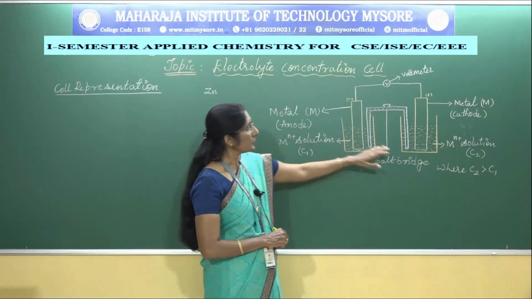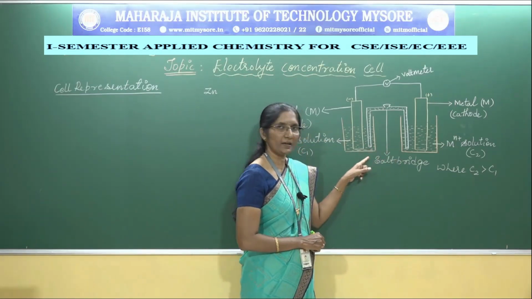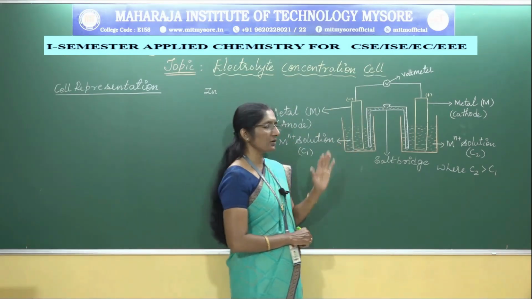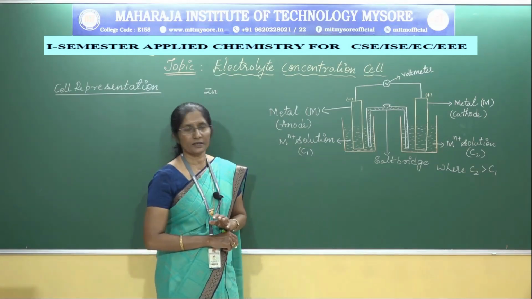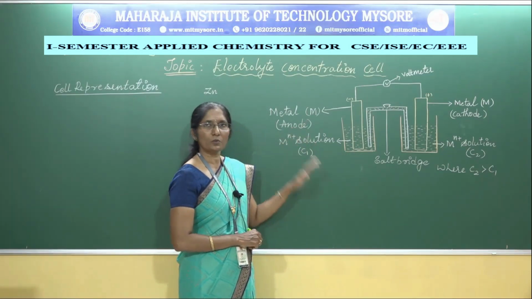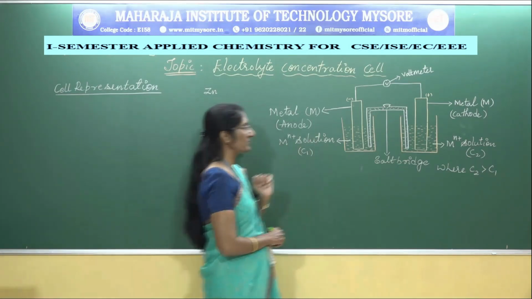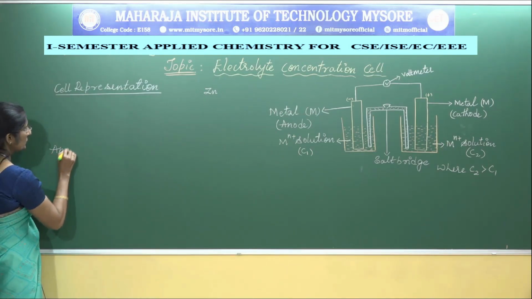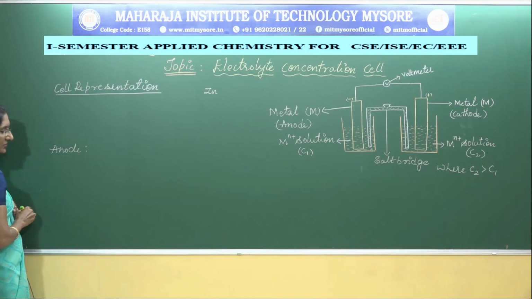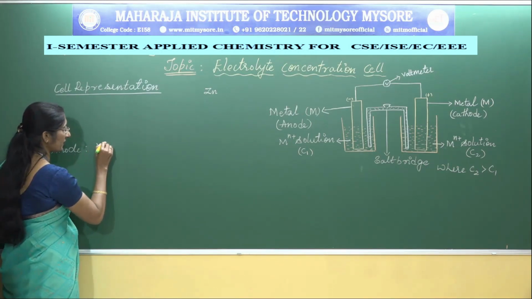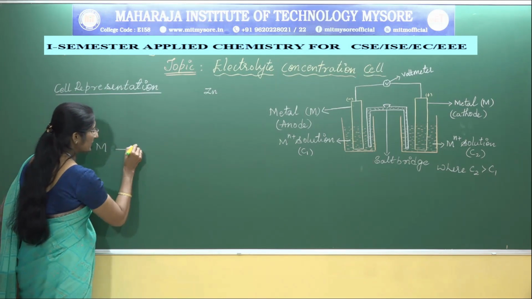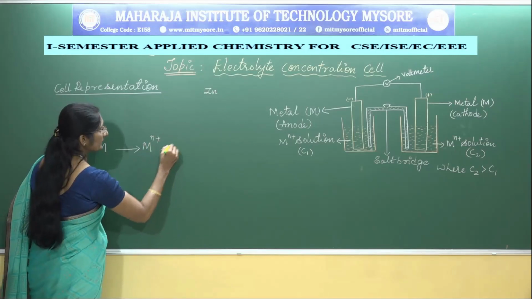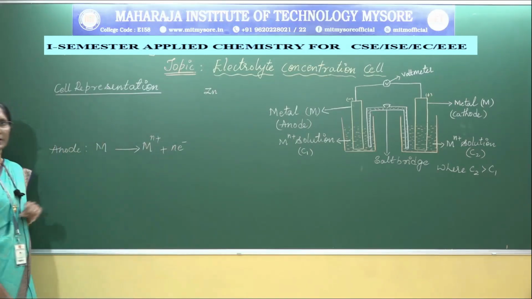When these two half cells are connected internally by a salt bridge and externally by a connecting wire, observe that we are already familiar with the oxidation and reduction reactions. At the anode, an oxidation reaction always takes place. So what is the cell reaction? It is oxidation. How do we represent the general oxidation reaction? Metal M easily loses n number of electrons, then we get M^n+ with the liberation of n electrons.